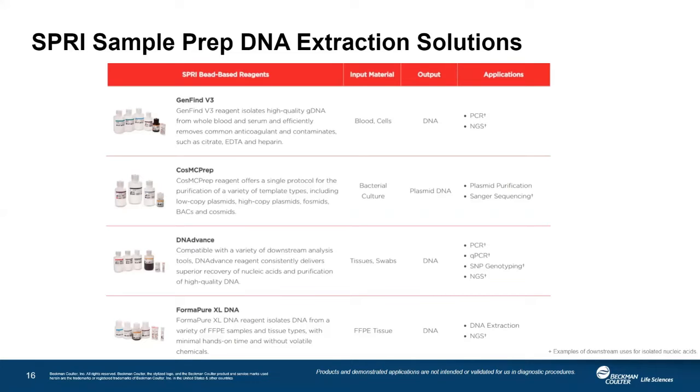So this is a really great way to say, I know I need to do DNA extraction. I have FFPE tissue. I'm not really sure what kit I need. I just know Beckman has a ton of DNA extraction kits. Charts like this that are on our website help you pick exactly what you need. So in that instance, it would be best for you to use a Formapure XL DNA kit.